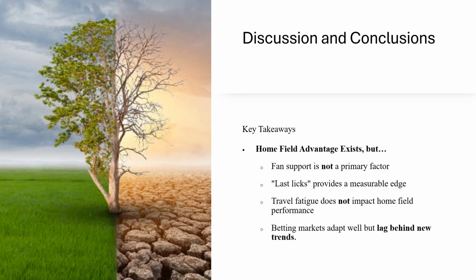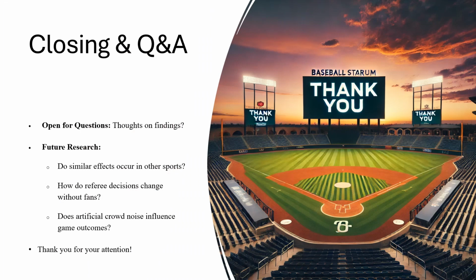These findings raise interesting questions for future research, such as, does referee bias change in the absence of fans? How does artificial crowd noise impact game performance? Do other sports experience home field advantage differently? In conclusion, our research suggests that home field advantage in baseball is primarily driven by game structure rather than fan support. The advantage of batting last plays a key role, while factors like travel fatigue seem to have minimal impact.